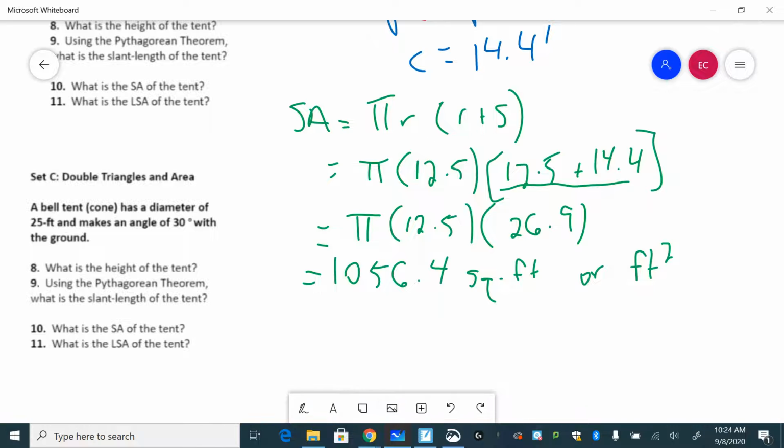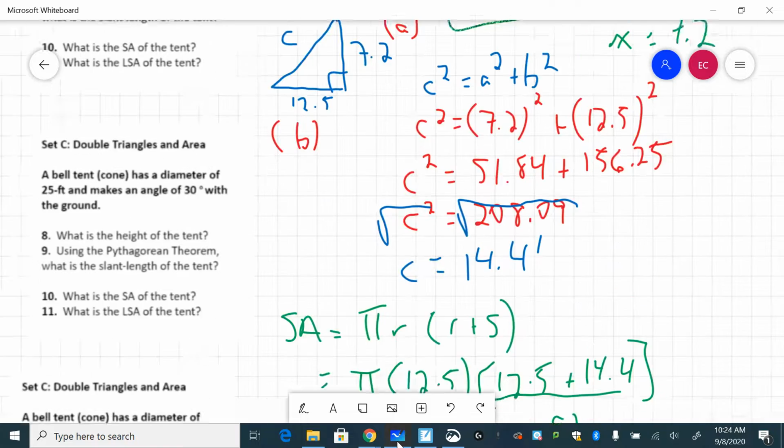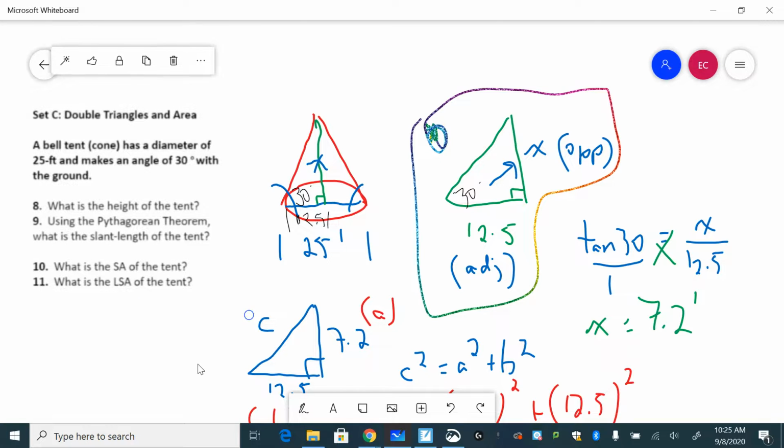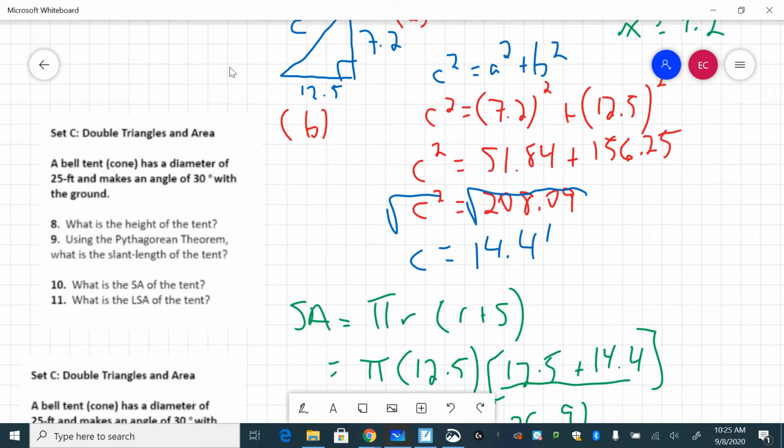Okay, now let's look at LSA. So surface area is the area of the whole cone. So that's basically the area of this part that you would hold on to if you were thinking of an ice cream cone and the bottom of the tent. Lateral surface area is only area of the cone part, so not including the bottom. So that's what we're going to solve for.